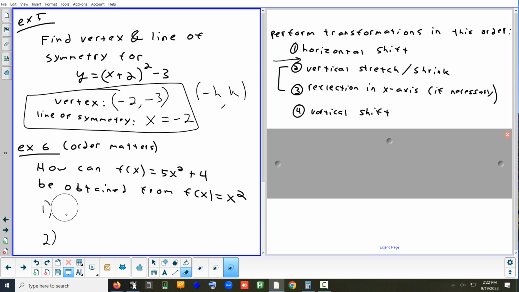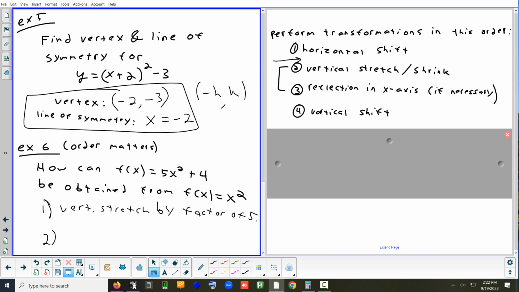So you do have to say vertical, because eventually we will talk about horizontal. Not today. So, vertical stretch by a factor of 5.